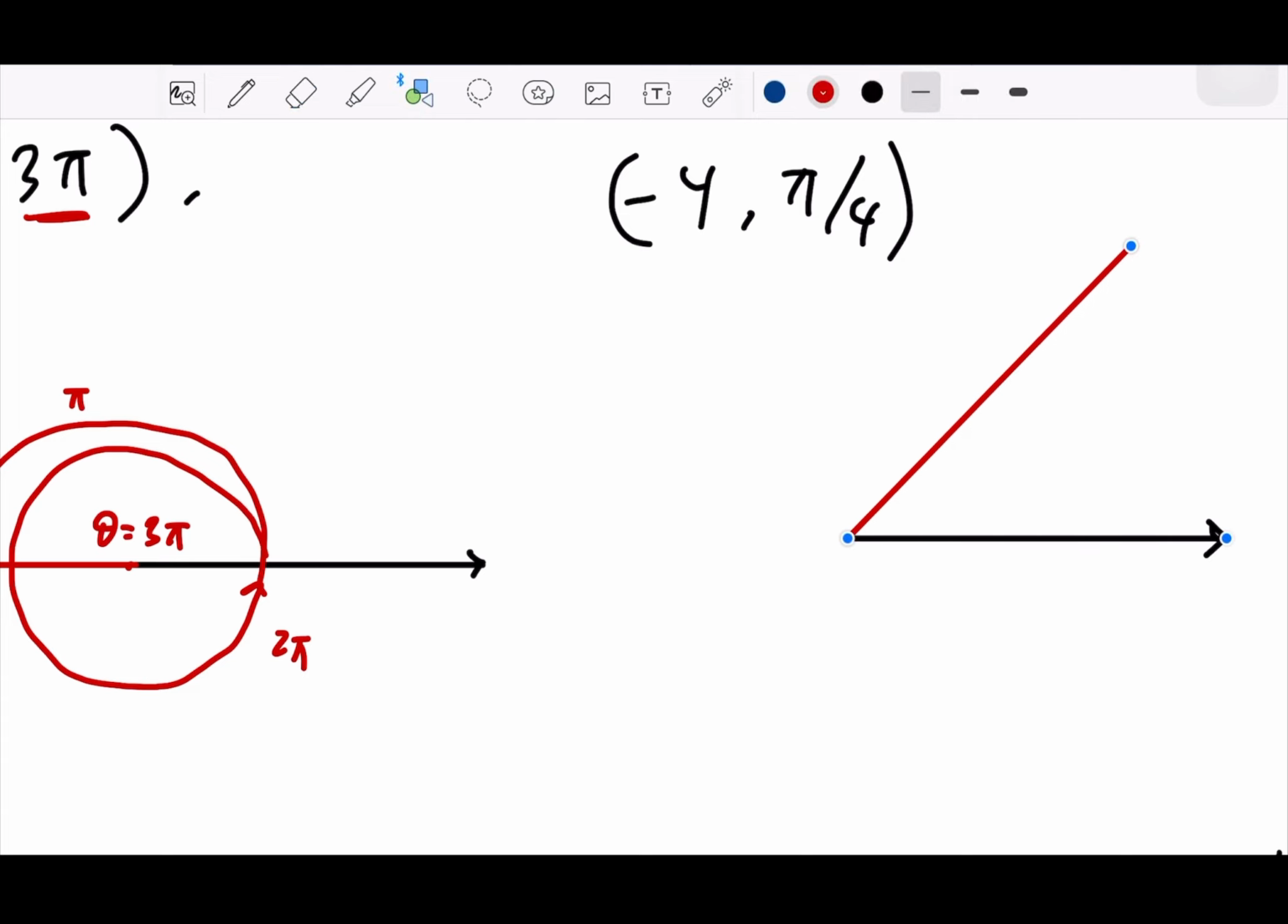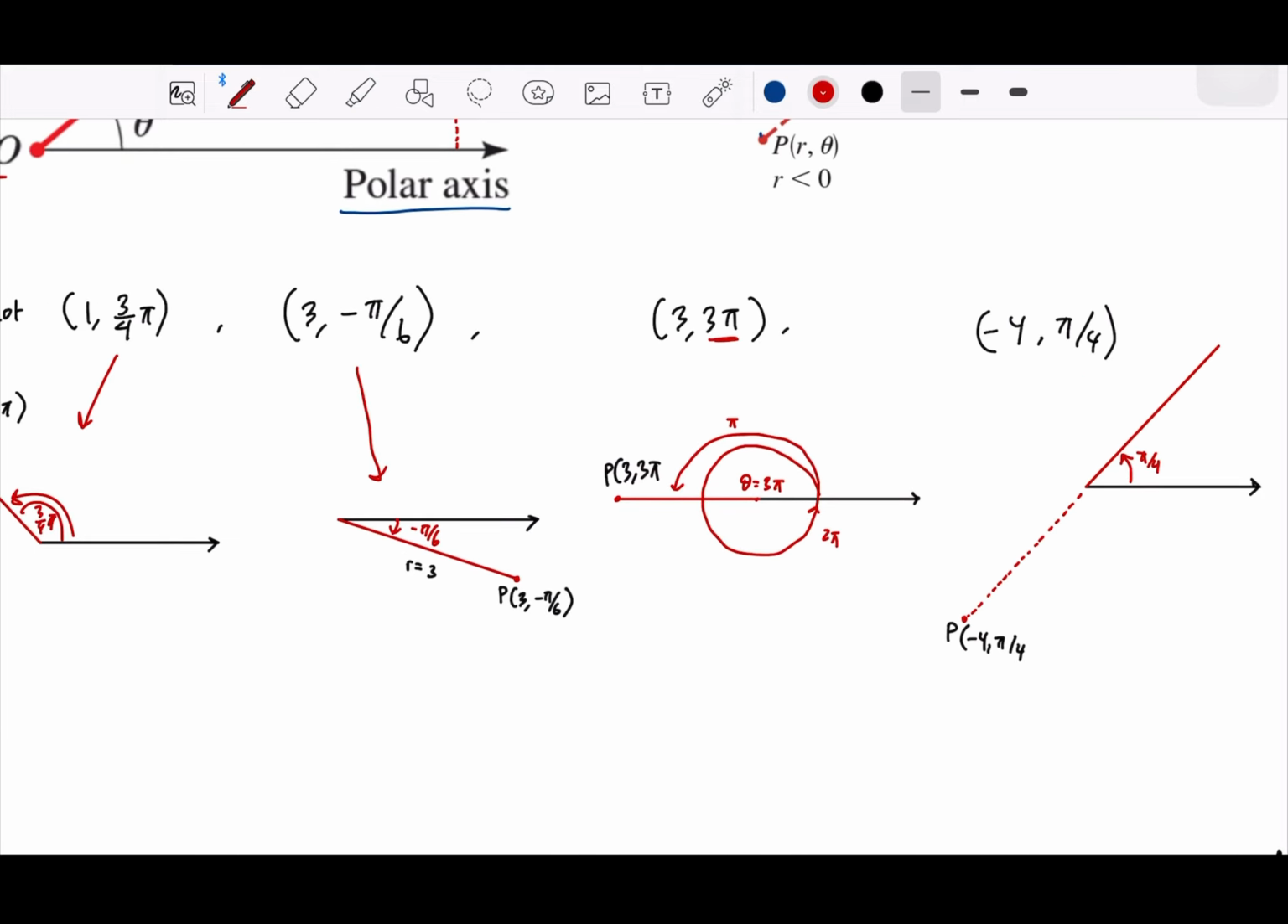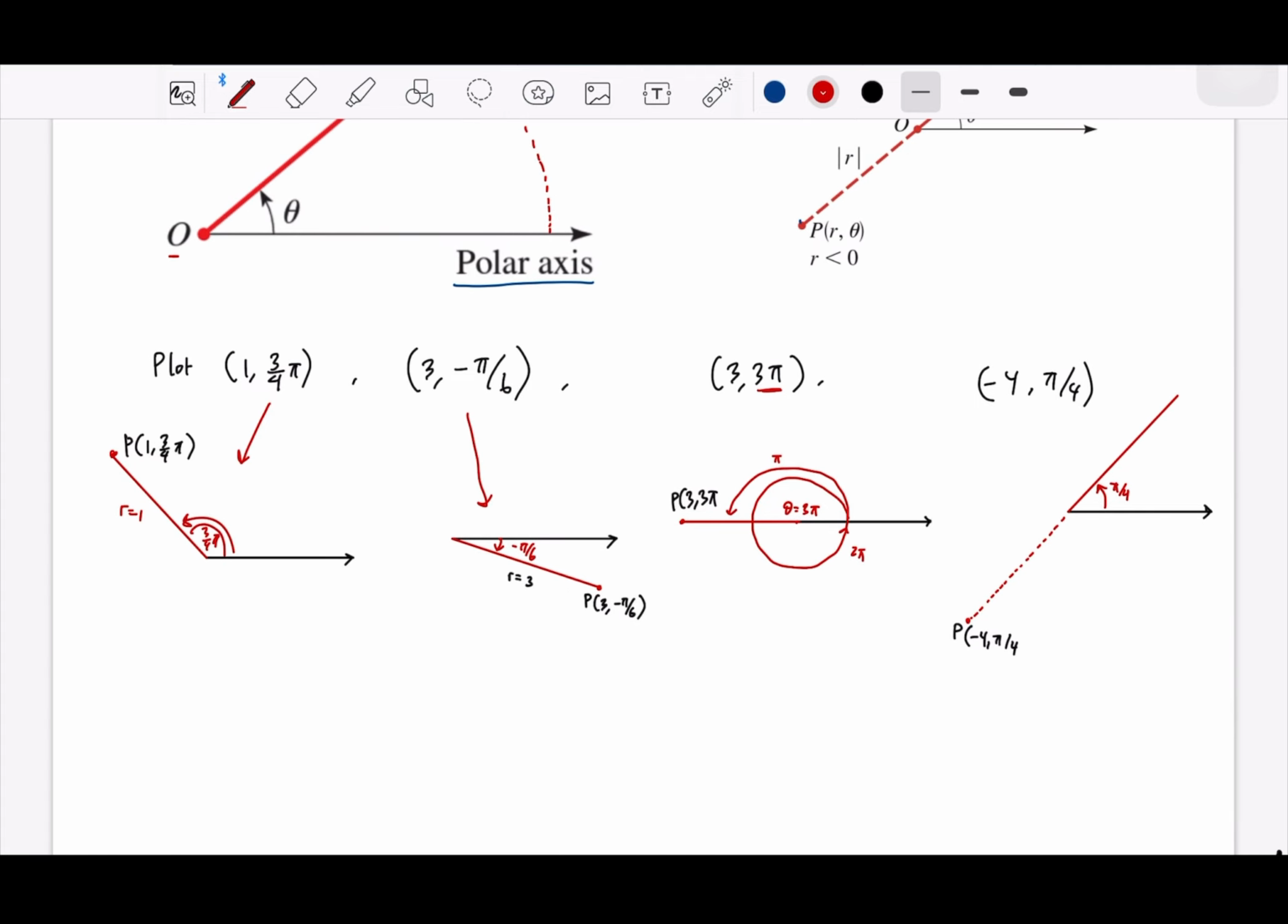Let me make a little bit longer for the radius, maybe here. Then our radius will be going here, the opposite side of the radius. So every time you have the negative radius, this will be your true radius here. Okay, so this will be negative 4, pi over 4. So where is pi over 4? The pi over 4 is actually here. Okay, that's how you draw the polar coordinate system. So that's the definition of the polar coordinate system.